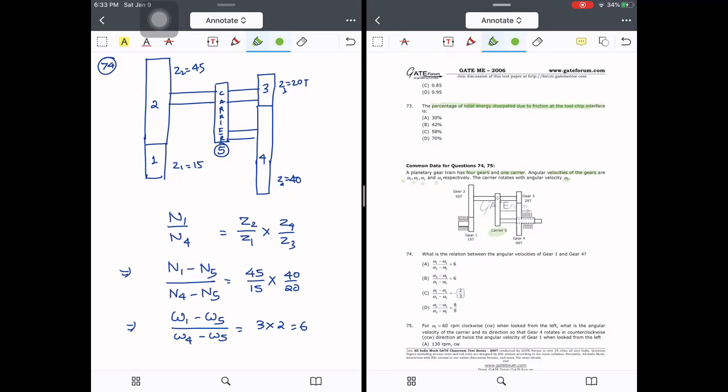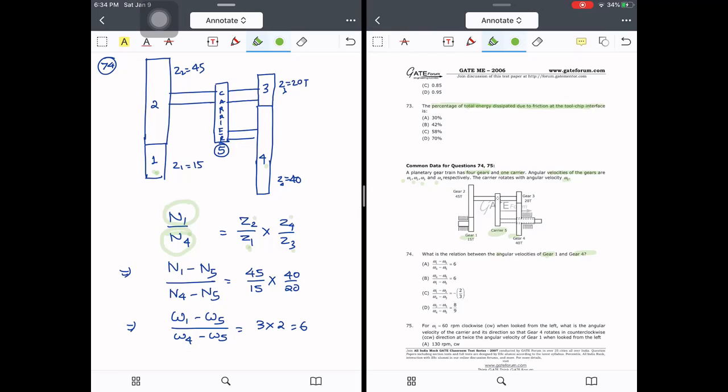Question number 74. The planetary gear train has 4 gears and 1 carrier. The angular velocities of the gears are omega 1, omega 2, omega 3, omega 4, and the carrier rotates at an angular velocity omega 5. This is actually an epicyclic, rather a reverted gear train. What we need to find is the relation between the angular velocity of G1 and G4. We know that suppose G1 is the driver, right? Carrier rotates.